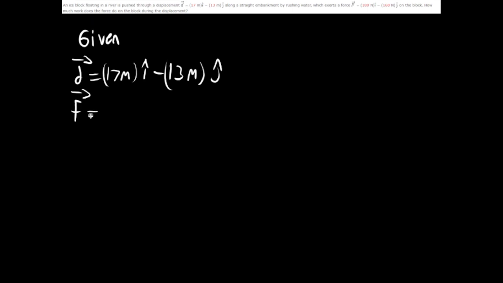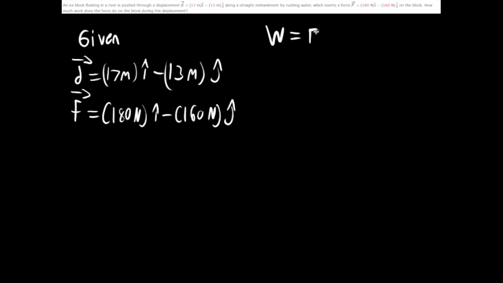Maybe not. Given. So we're given a displacement vector, which is equal to 17 meters i hat minus 13 j hat. And we have a force vector. Now this is all we're given. This one is 180 newtons minus 160 newtons. Okay, now we know that work is equal to the force vector dot the displacement vector.